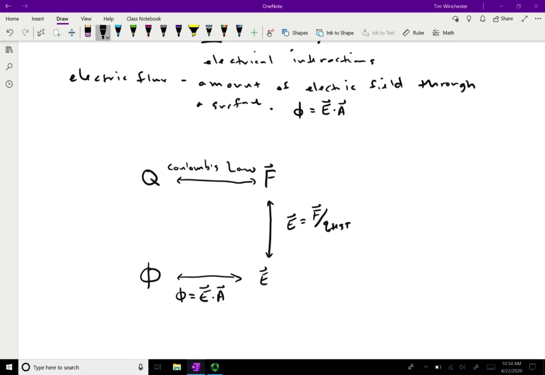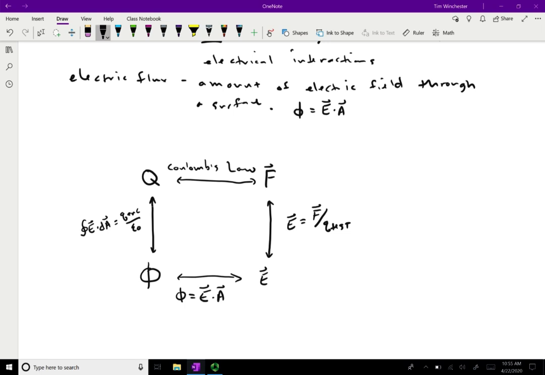But the thing that makes this interesting and makes this come full circle is that there's a relationship between the charge and the flux. That relationship is Gauss's law. So Gauss's law, remember, tells us that the integral of E dot dA is equal to Q enclosed over epsilon naught. It turns out that the amount of flux through a closed surface only depends on the amount of charge that's enclosed.